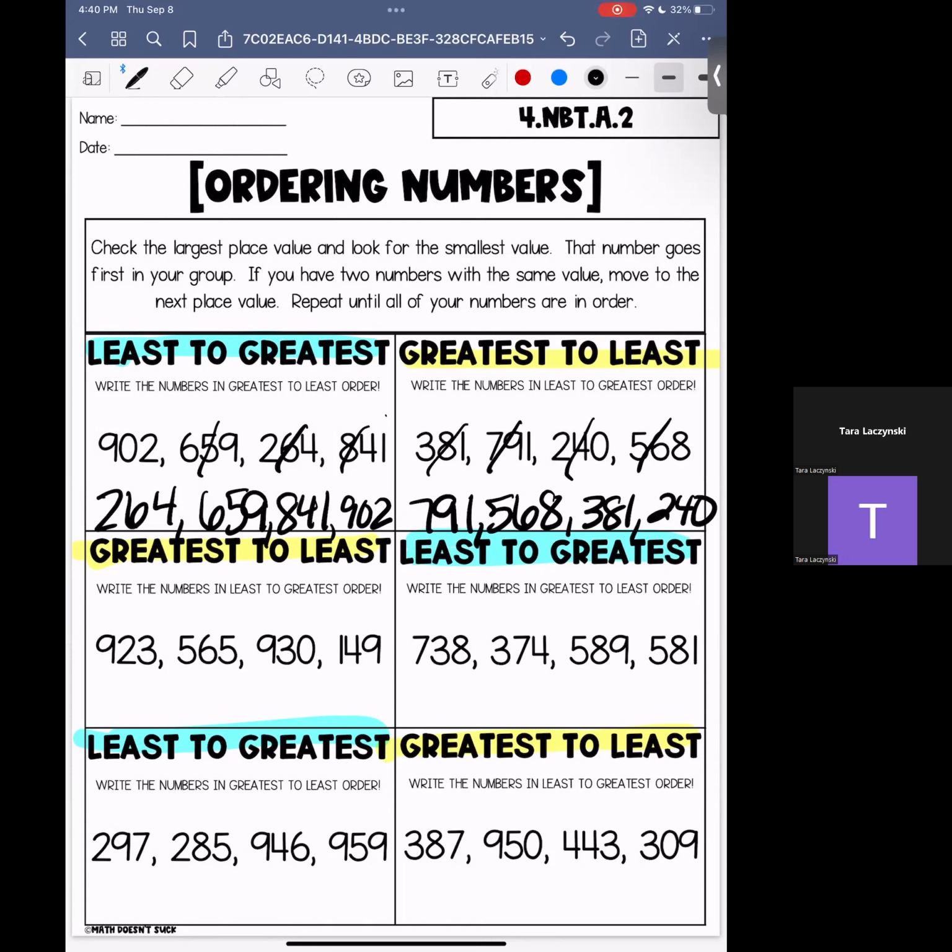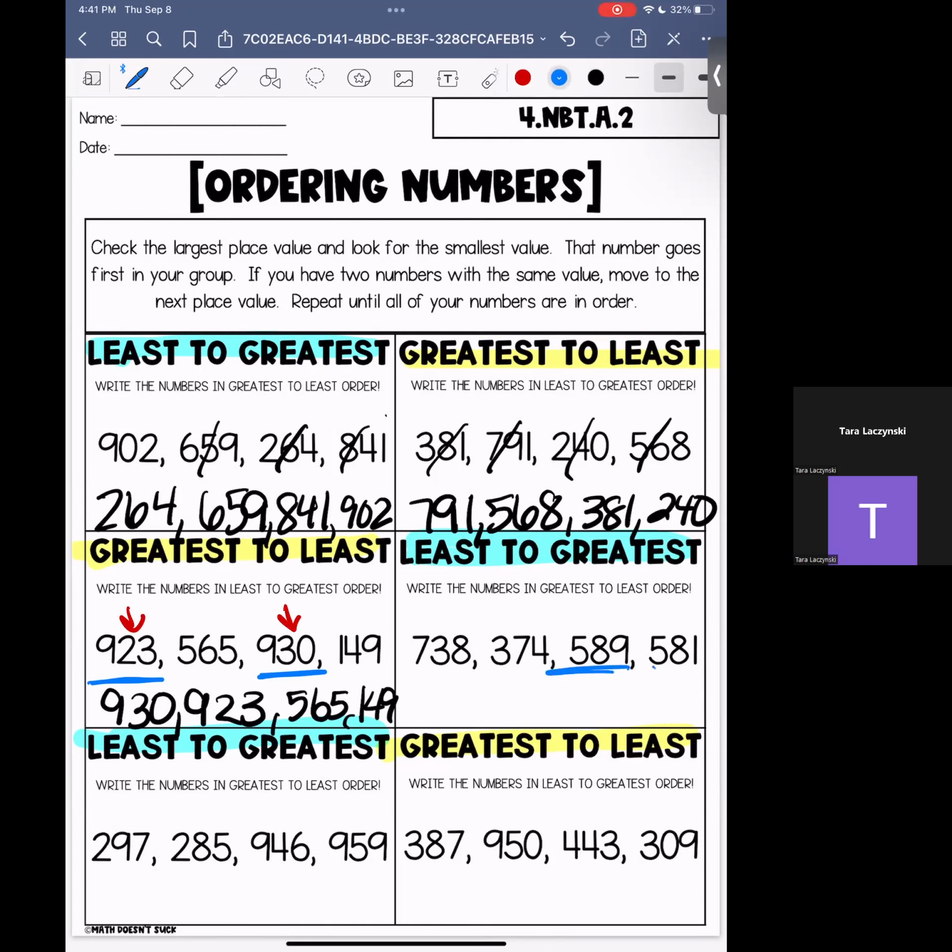Next set, greatest to least. Again, we have a 900, 500, 900, 100. We have two that have the same greatest value, which means that we need to look at the tens place. We're looking for the largest number, so we're going to start with 930, 923, 565, and 149.